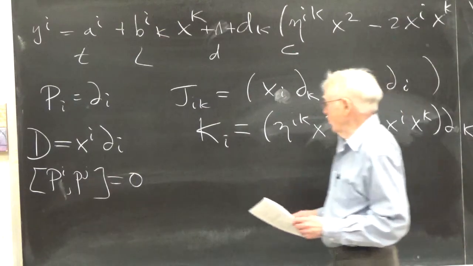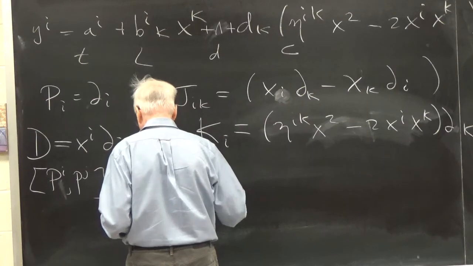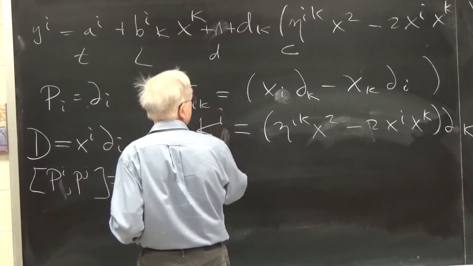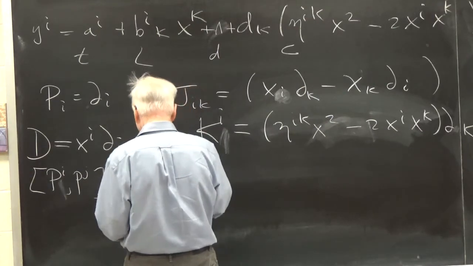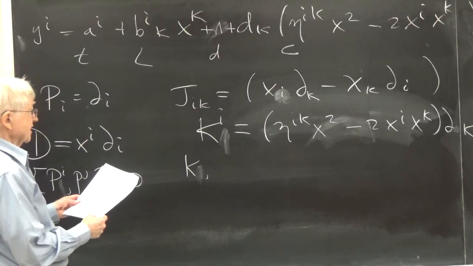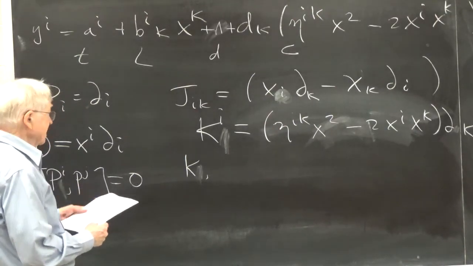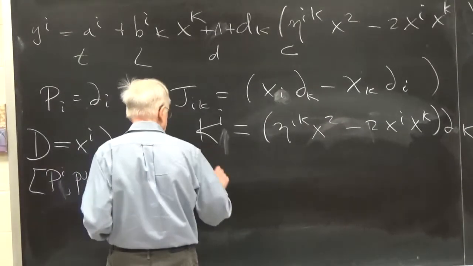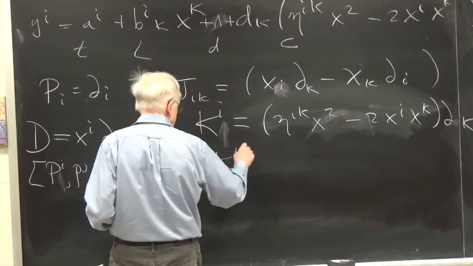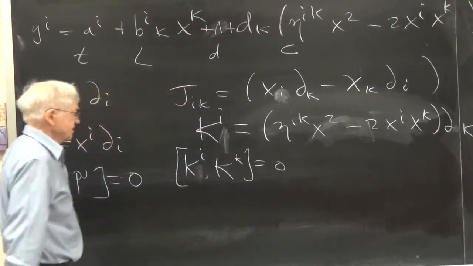So the k's also commute. Why did I write a subscript? I wrote a subscript because I wrote the j's down. Well, anyway. So the K's, KI, KK, or KL, these commute.